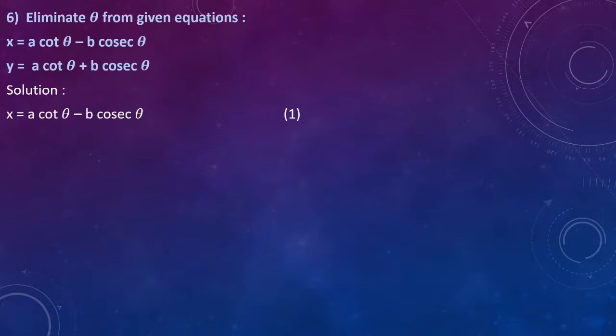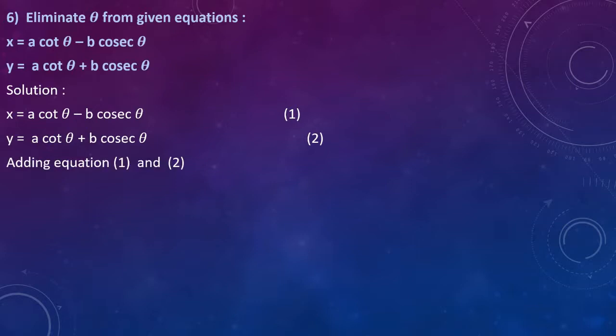Solution: x is equal to a cot theta minus b cosec theta. Let us give this equation as 1. y is equal to a cot theta plus b cosec theta. Let it be equation number 2. Now we are going to just add equations 1 and 2. So we get x plus y is equal to 2a cot theta. Therefore cot theta is equal to (x plus y) upon 2a. I have just divided by 2a on both sides of the equation. Let it be equation number 3.